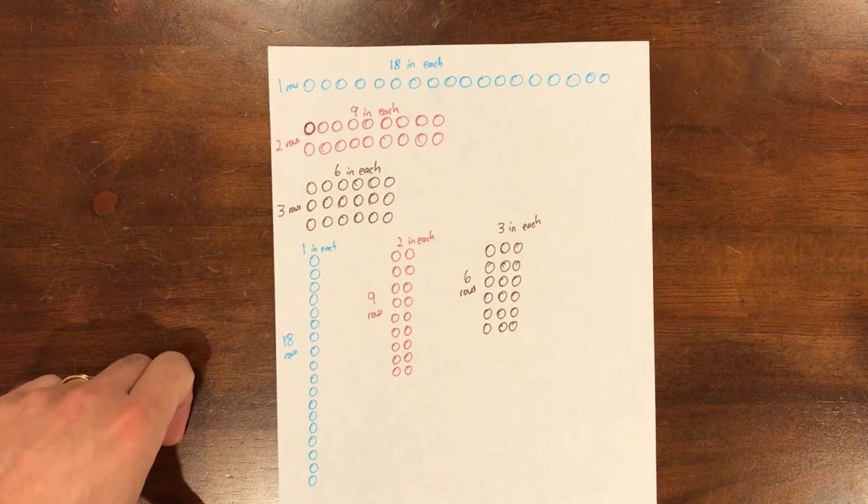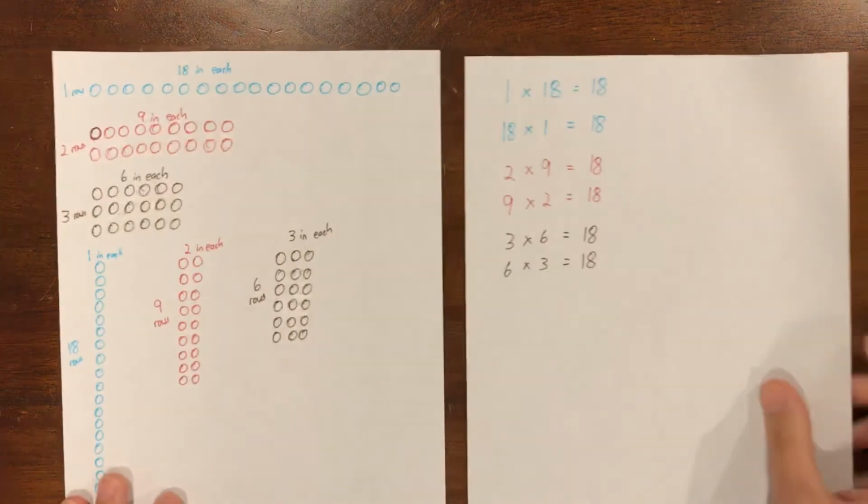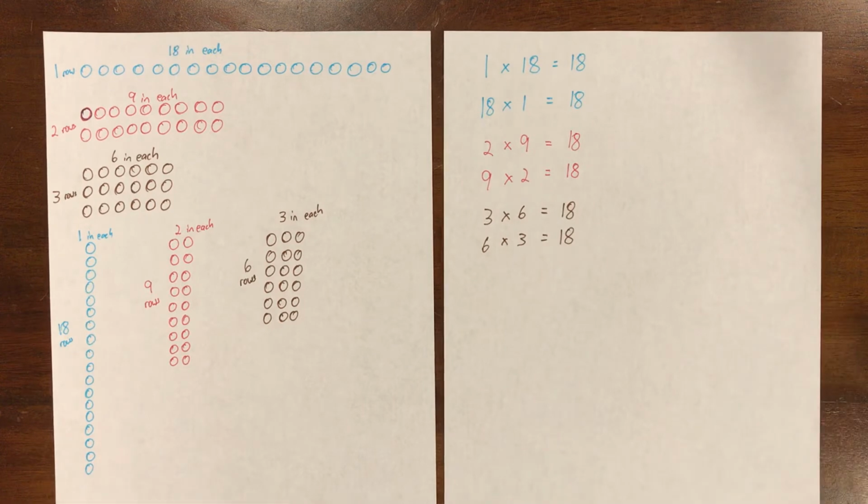All right, cool. And some of you also probably solved just by thinking about your multiplication facts. That also works. You know, we could write 1 times 18 and 18 times 1, 2 times 9 and 9 times 2, or 3 times 6 and 6 times 3. Okay, great. We found all the possible combinations of flowers with 18 total.